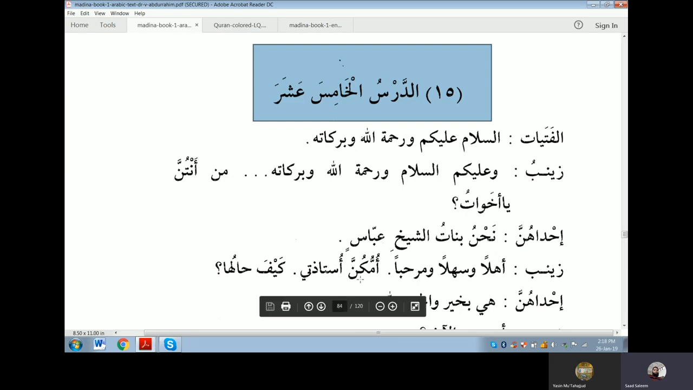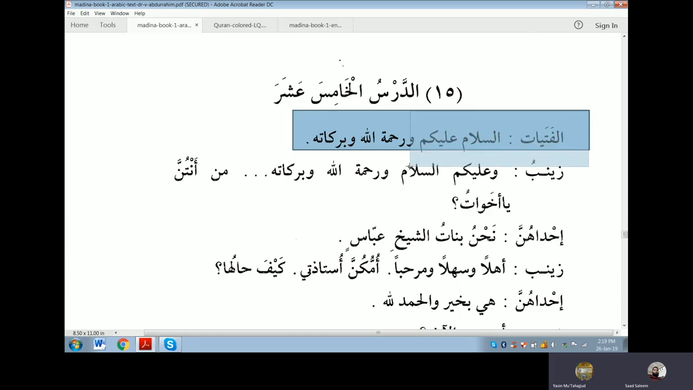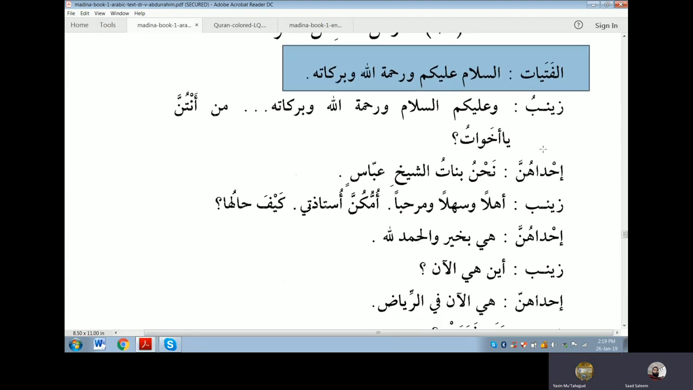Now from the book, page number 84 on the PDF, start reading this lesson. The 15th lesson. As-salamu alaykum wa rahmatullahi wa barakatuh. What is the meaning of Al-Fatayat? Young girls. When you see Alif after Ya, this means young girls. When you don't see Alif after Ya, it means young men. There is a difference in the spelling of both words.